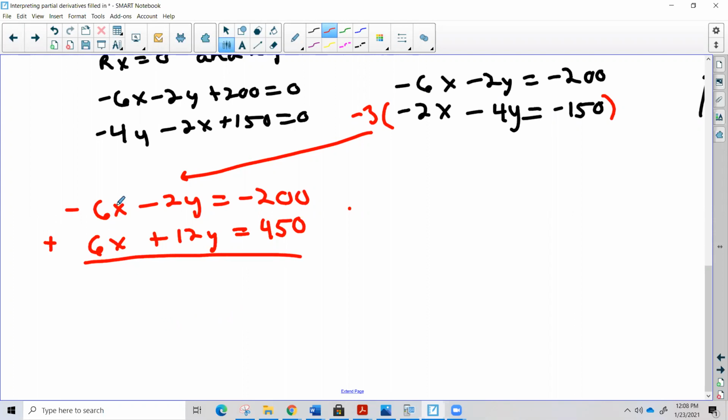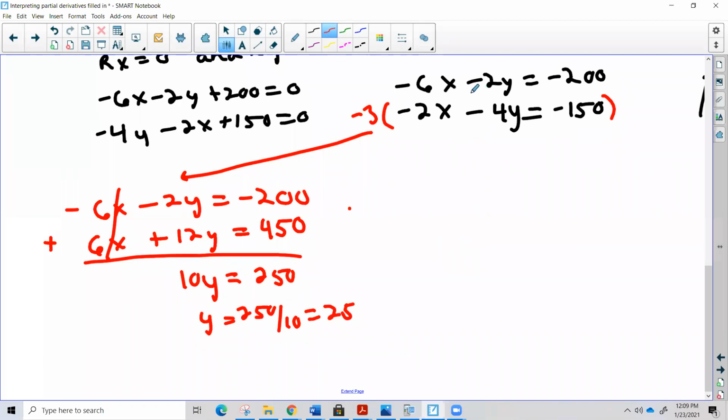But if you add -6x and 6x, they add to 0. 2y and 12y is 10y. -200 plus 450 is 250. And then if I divide 250 by 10, I get 25.